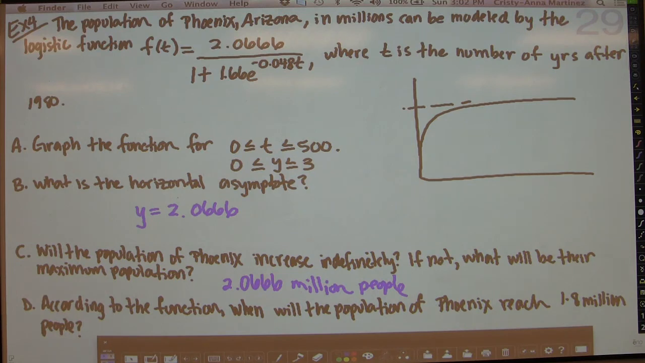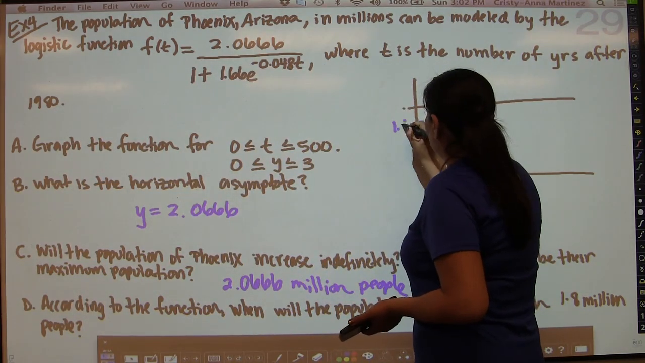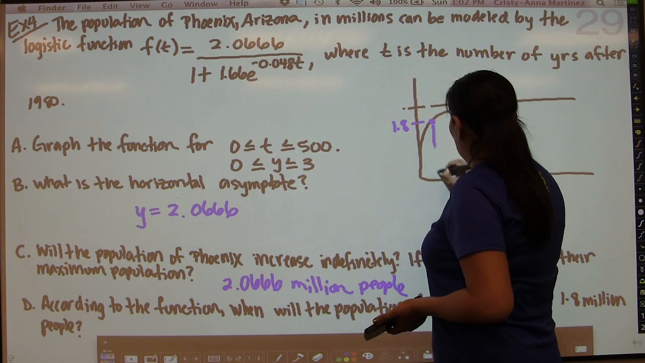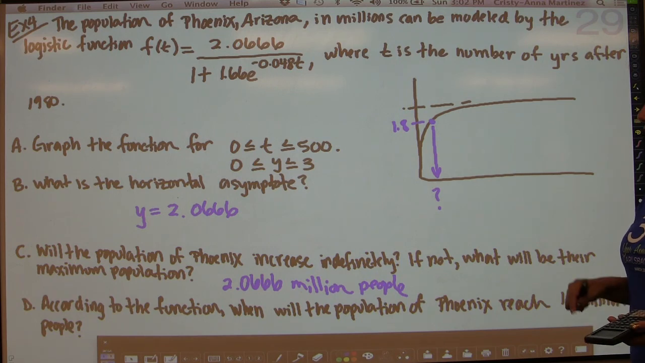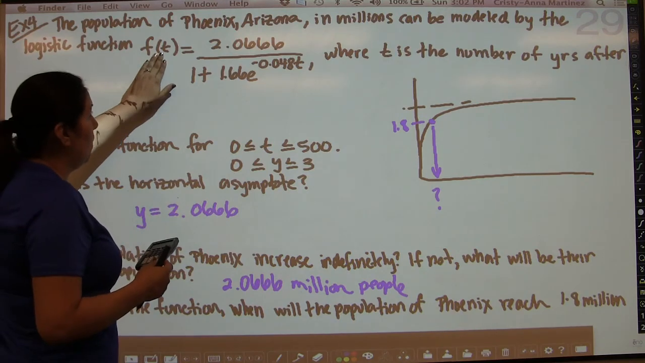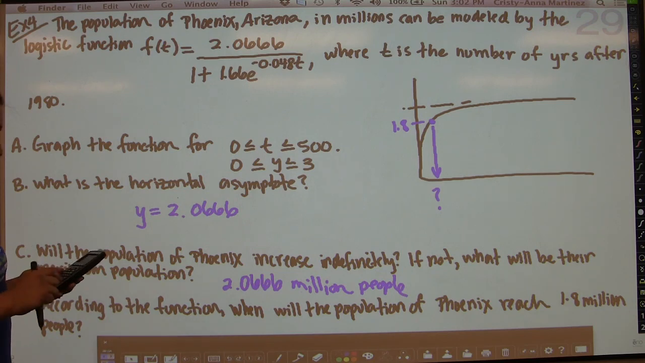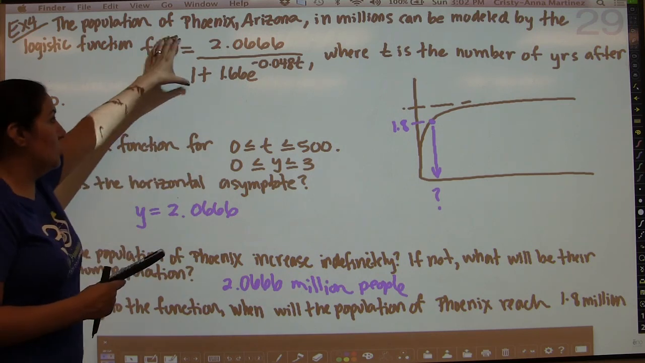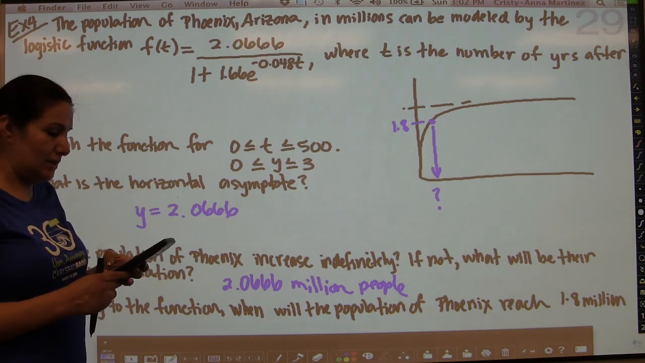And then the last part says, according to the function, when will the population of Phoenix reach 1.8 million? So somewhere along on your y-axis, there is a 1.8. And we would like to know what t value that is. So we're going to do that on the calculator. You could actually do it algebraically and put 1.8 in the y value over here and then solve the equation algebraically. But you can do it on your calculator a lot easier and a lot faster. And so what I want you to do is go to y2 on your calculator. We already put in this equation in y1. In y2, I want you to type in just simply y equals 1.8.